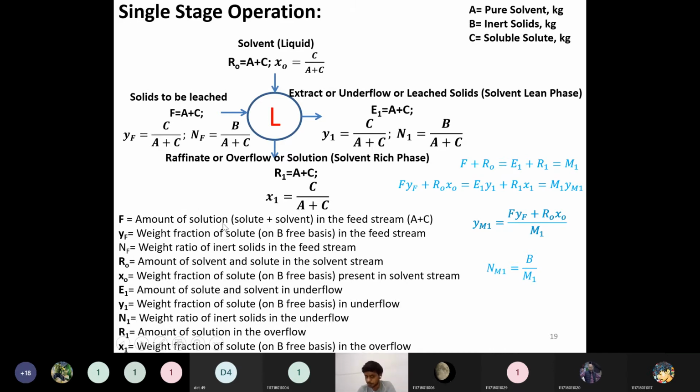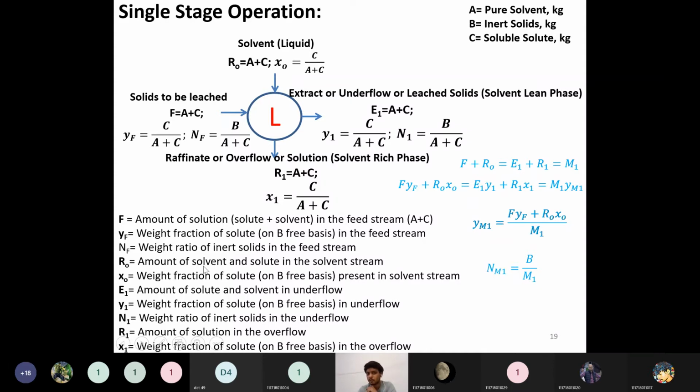What is F? F is the amount of solution, meaning solute plus solvent, in the feed stream. So A plus C. Then YF is the weight fraction of solute on B-free basis. If it is not given on B-free basis, you have to include A plus B plus C here. When it is given as B-free basis, you have to omit B from the denominator. Then NF is the weight ratio of inert solids in the feed stream, so NF is equal to B by A plus C.